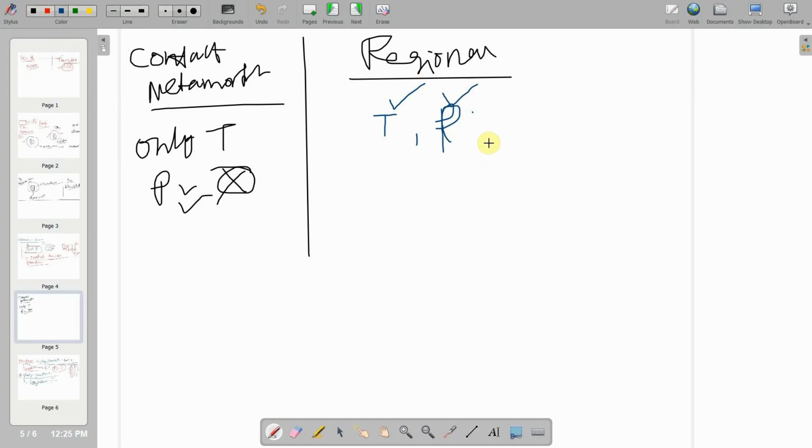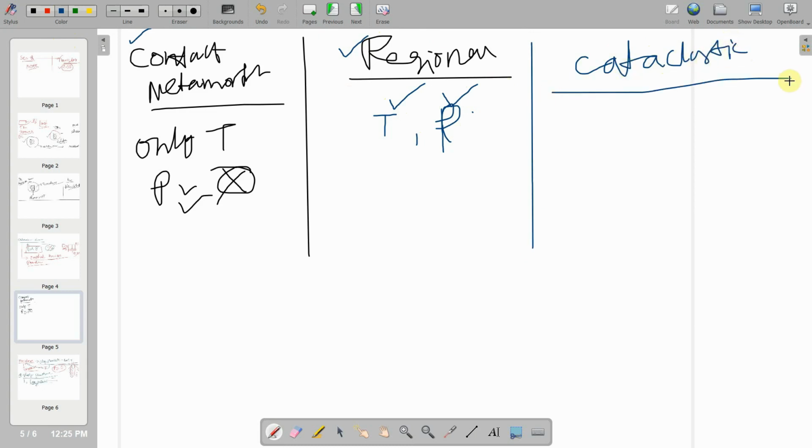Got it? So far I have covered contact metamorphism, regional metamorphism and cataclastic metamorphism. So what happens in cataclastic metamorphism? Anyone? Satish? Anyone else? Sir, only pressure. Only pressure. Yes, good. Only pressure. Temperature? No. Okay. So then what were maculose and slaty?